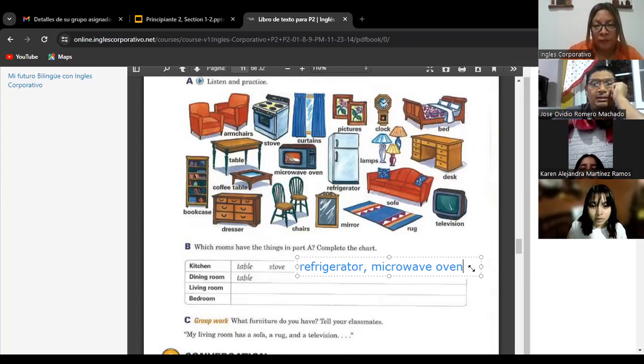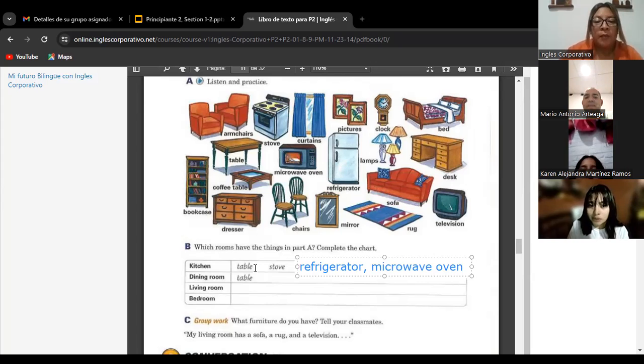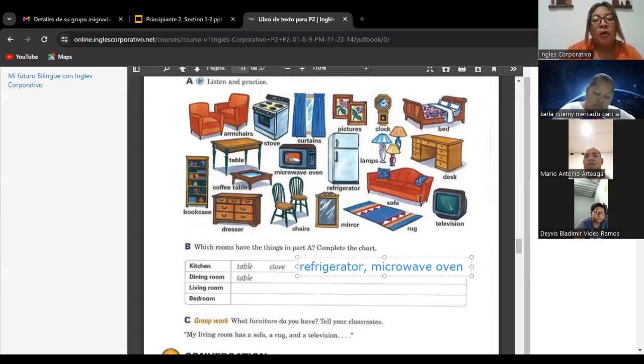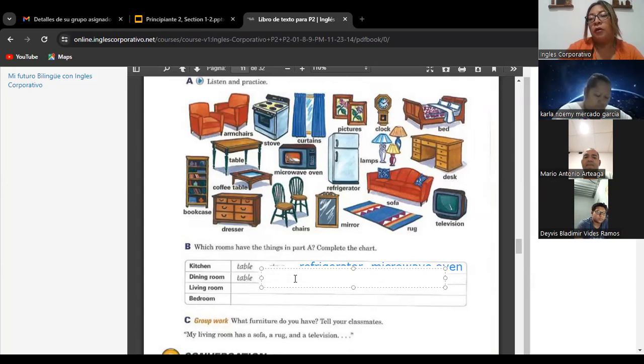Stove, cocina. A stove, it's already here. Table, stove, refrigerator, microwave oven. Knives. In some kitchens, yes. Which one? Chairs. Okay, but most of the time they are part of the dining room. Nowadays, we don't use the dining room anymore because we eat in front of the television in the living room. But yes, in the dining room, supposedly we have a table.